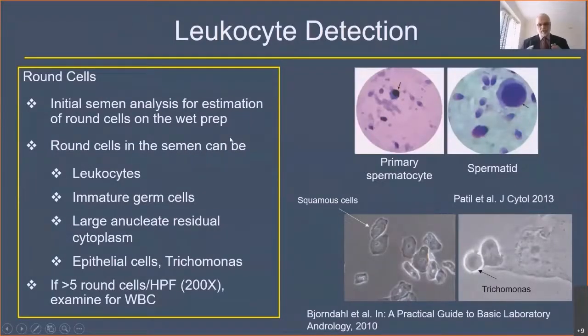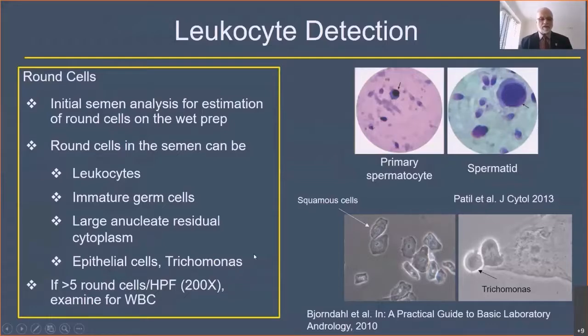What we see if we look at the ejaculate in a normal light microscope are round cells, that is for the initial semen analysis in the wet prep. And we also see that we cannot distinguish between leukocytes and immature germ cells. There are even other cells available, epithelial cells, trichomonas, and these cells here are primary spermatocytes. Here is the spermatid, here even the trichomonas. You cannot really distinguish between these specific cells and active leukocytes. So we need to get down to the bottom and clearly identify leukocytes.